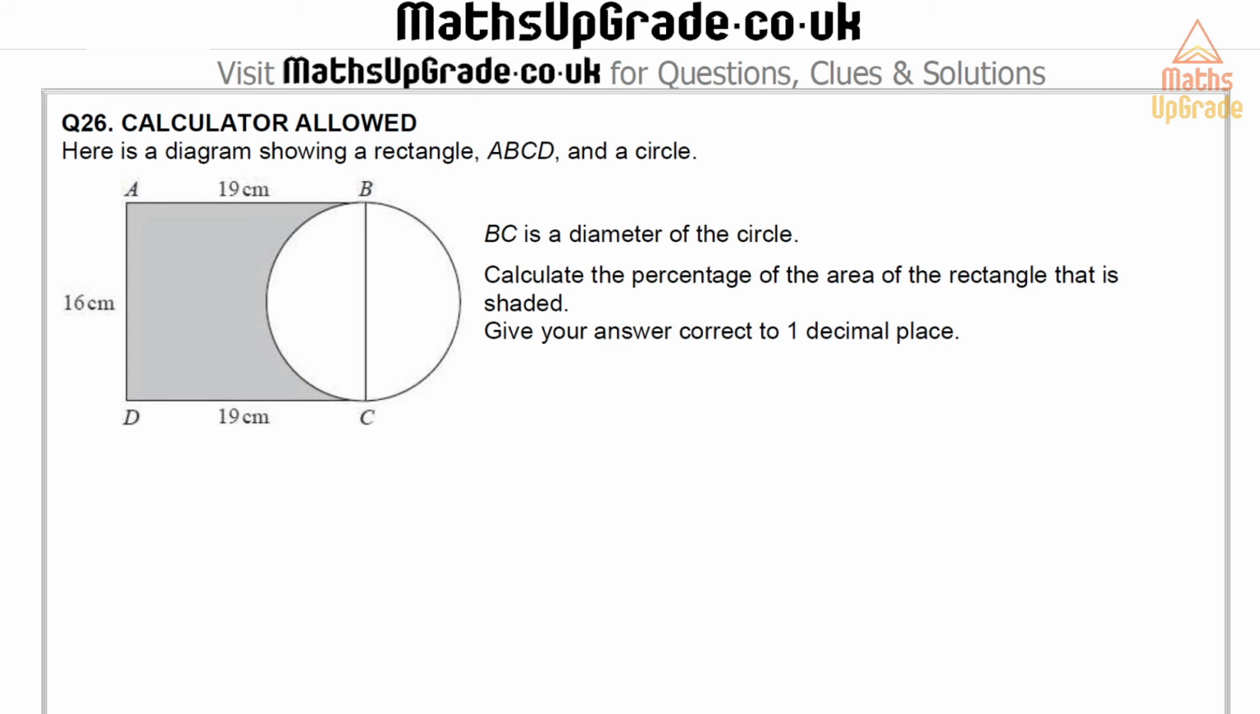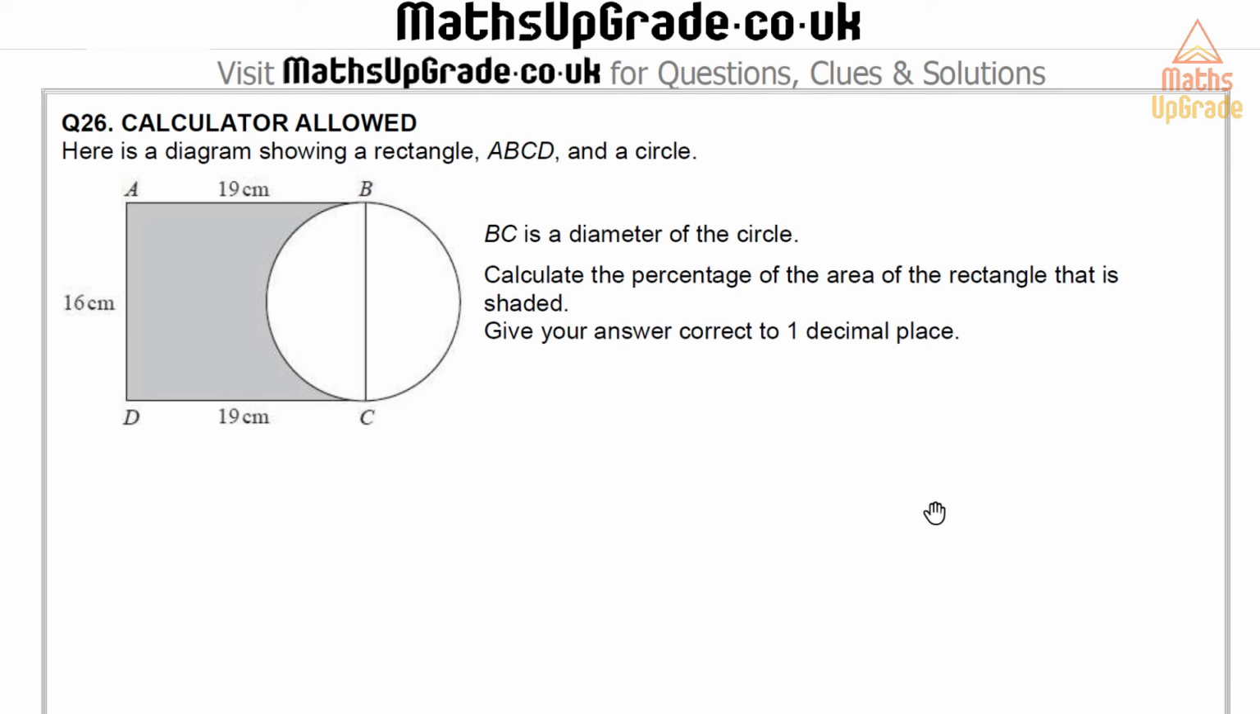Okay, question 26. So here we're given a rectangle ABCD and also a circle. Okay, and the width of the rectangle is identical to the diameter of the circle, but we've got to find the percentage of the area of the rectangle that is shaded. So imagine this rectangle ABCD, what percentage of that is grey? Okay, give your answer correct to 1 decimal place.